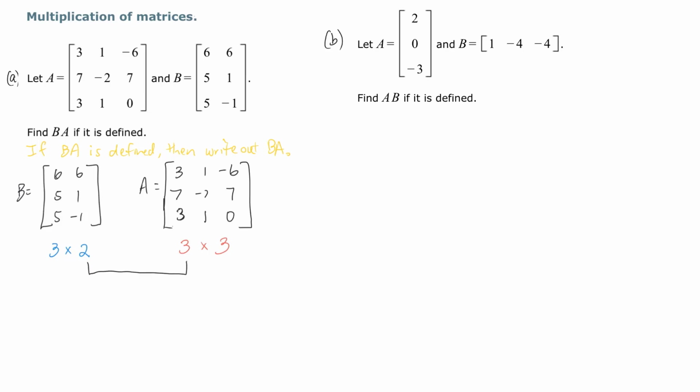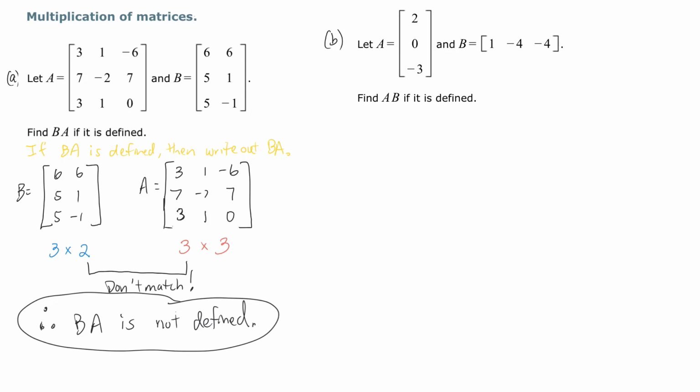Remember that 2 is the number of columns of the first matrix. And this first 3 is actually the number of rows of the second matrix. Well, does 2 match with 3? And the answer is no. These do not match. So I'm going to write don't match. Therefore, BA is not defined. And I'm going to circle that as the final answer. In other words, that expression is not defined and it does not exist.